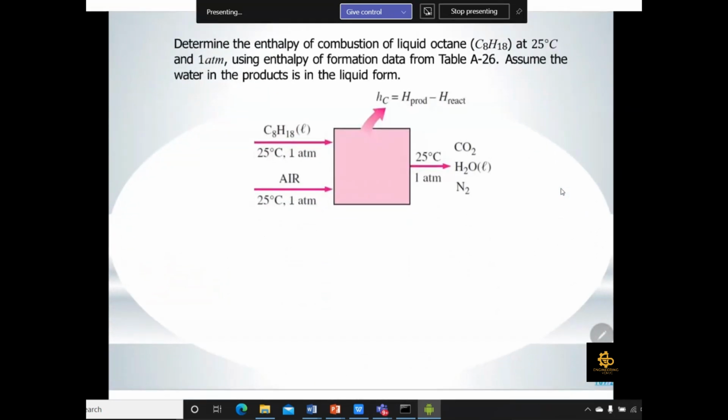Here comes an example. This is example 15-5 from your book. Determine the enthalpy of combustion of liquid octane, C8H18, at 25 degrees Celsius and 1 atmosphere pressure, using enthalpy of formation data from table A26. Assume the water in the product is in liquid form. So we are talking about the higher heating value. You have to note down the data and then move towards the solution.